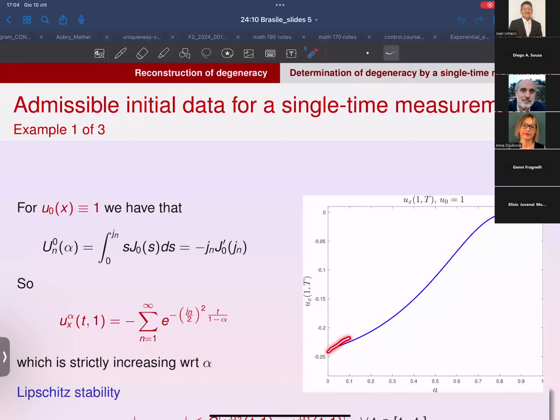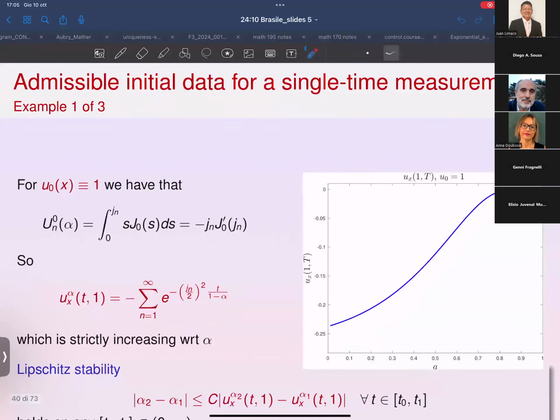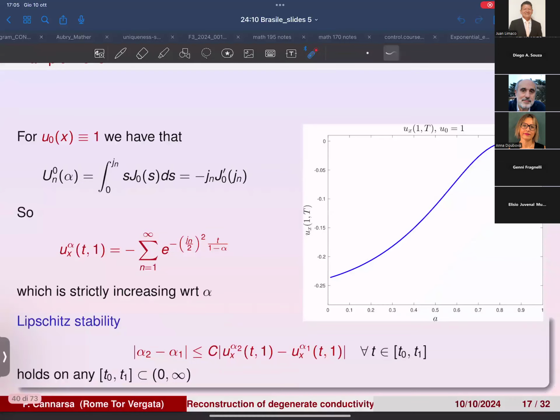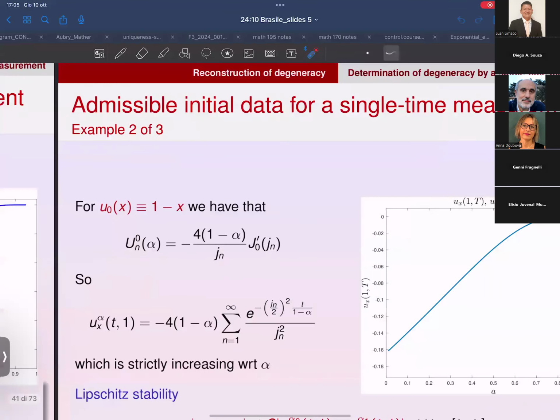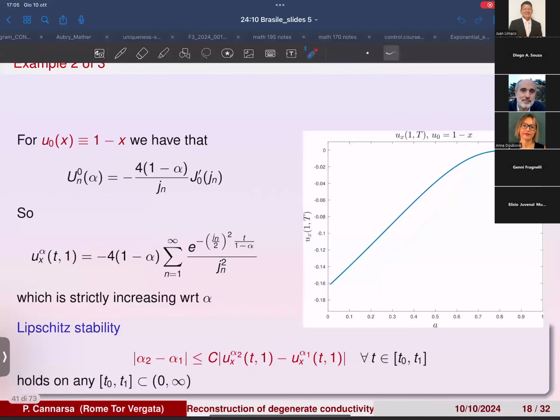It has this simple expression. And here is the plot of the normal derivative dependence with respect to alpha. It is monotone for any positive time in this case. And so we have Lipschitz stability for any positive time. The same thing is true for this other initial datum, 1 minus x. Again, you don't have to wait at all in order for the map to become monotone.